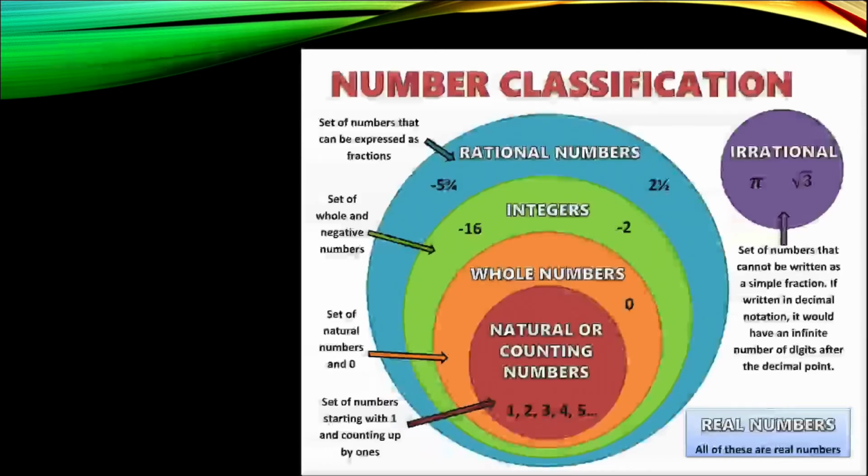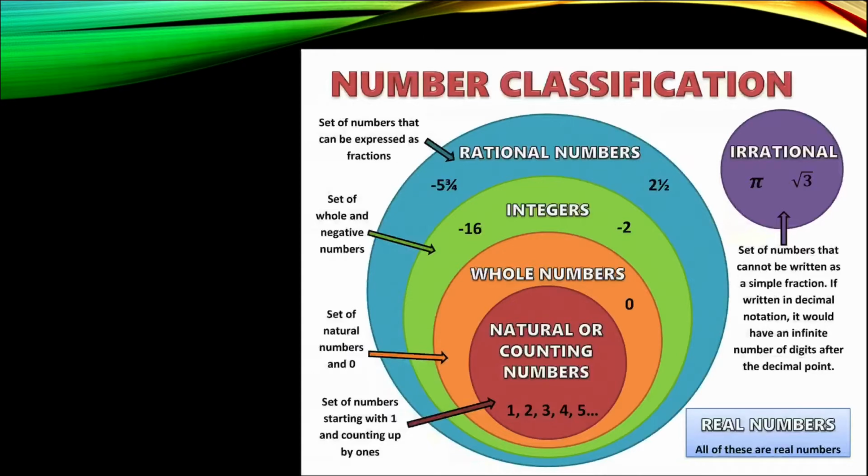Here's our number classification chart. Remember, these things are like Russian dolls. If I have a natural or counting number, it's also a whole number. Natural or counting numbers are positive whole numbers: 1, 2, 3, 4, 7, 15, 100, all those types of things. For whole numbers, the only addition is we add 0. So 0 is a whole number, but it is not a natural number. Integers add the negative whole numbers. So natural numbers are also whole numbers, which are also integers.